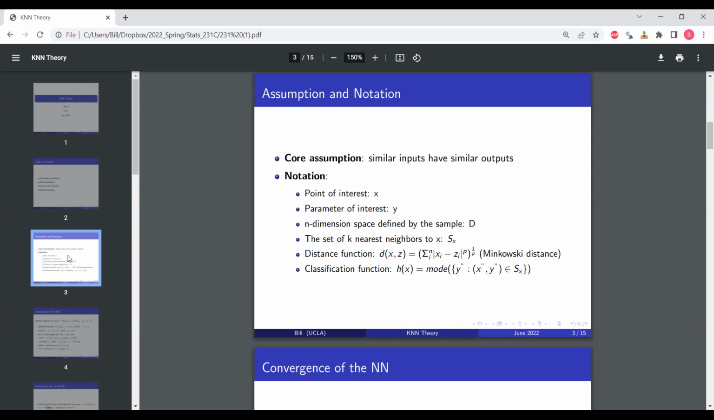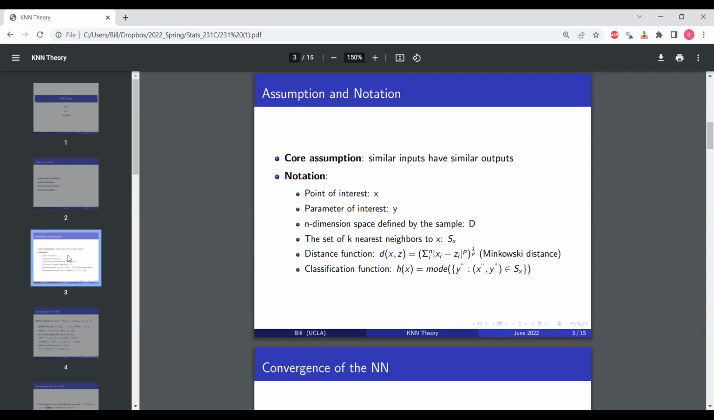I'm just saying it right now because we are discussing the assumption. For notation here, I'm going to take the point of interest, the point that we're trying to find the nearest neighbors of and do the analysis on, as x. And we're going to assume that the dependent variable that we're looking at is Y. We're going to set the sample space to be D, and let the dimension be N. Due to the nature of KNN, when we're finding the K nearest neighbors, we're going to set that set of such neighbors to be Sx.